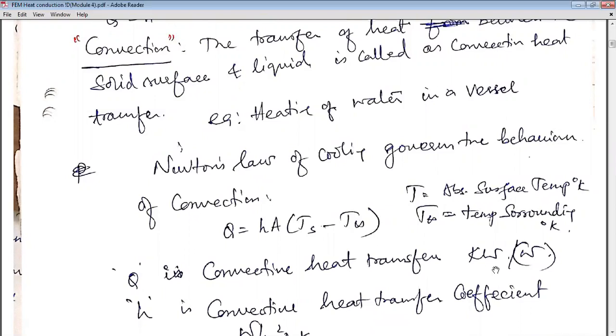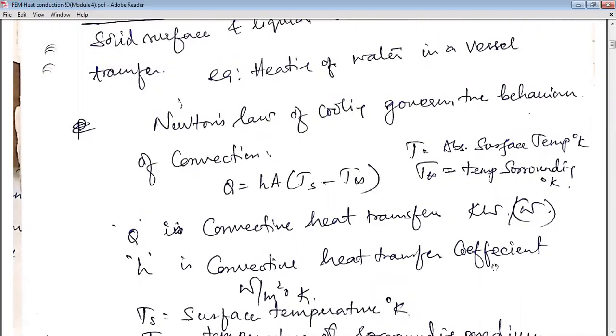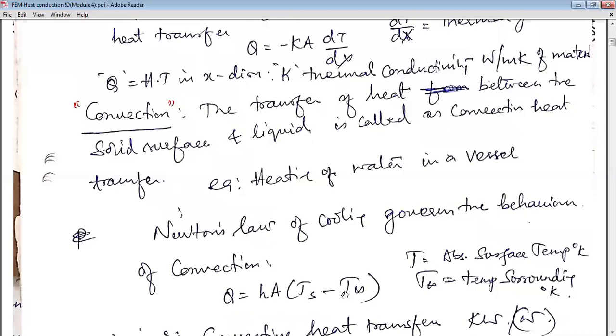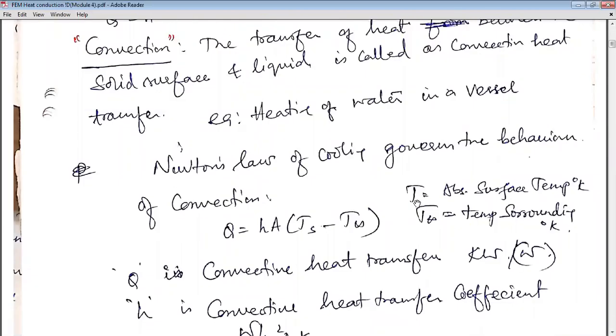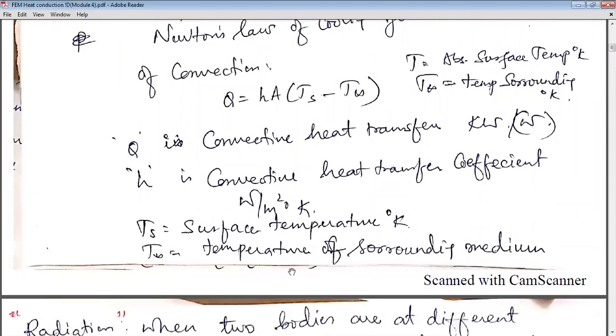The magnitude of heat transfer, that is kilowatts or watts, you can use. H is the film coefficient. Try to observe the units: watts per meter square degree Celsius or meter square degree Kelvin. You can observe here for thermal conductivity, it is watts per meter degree Kelvin. So let me not stress more on it. So Ts and T infinity are temperatures in degree Celsius or degree Kelvin.